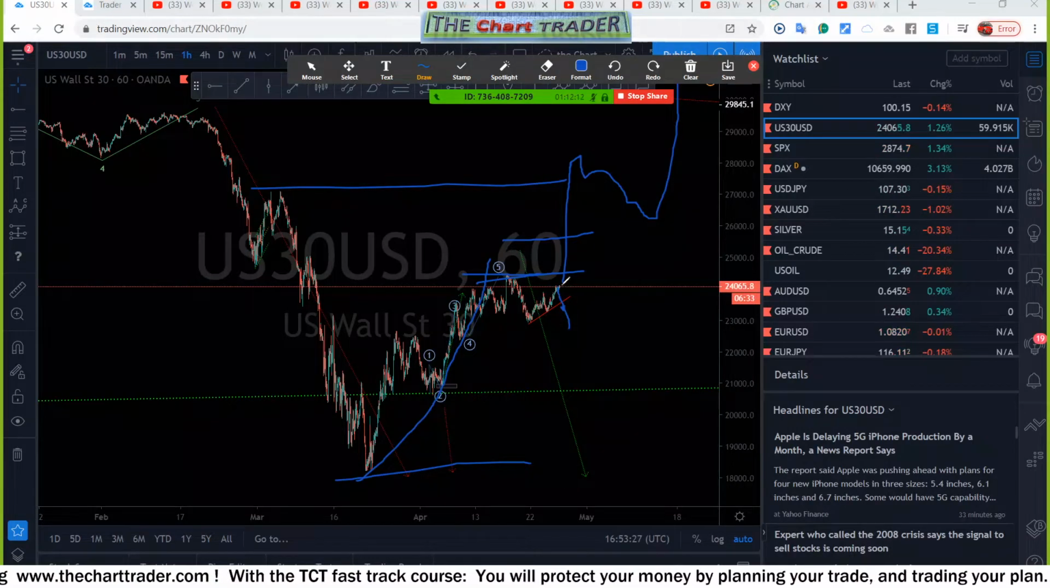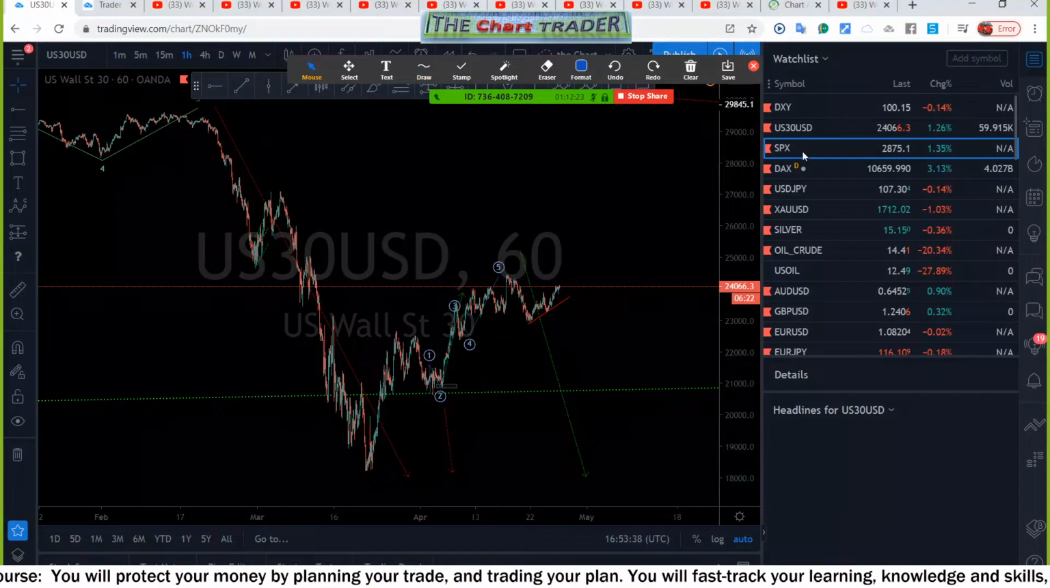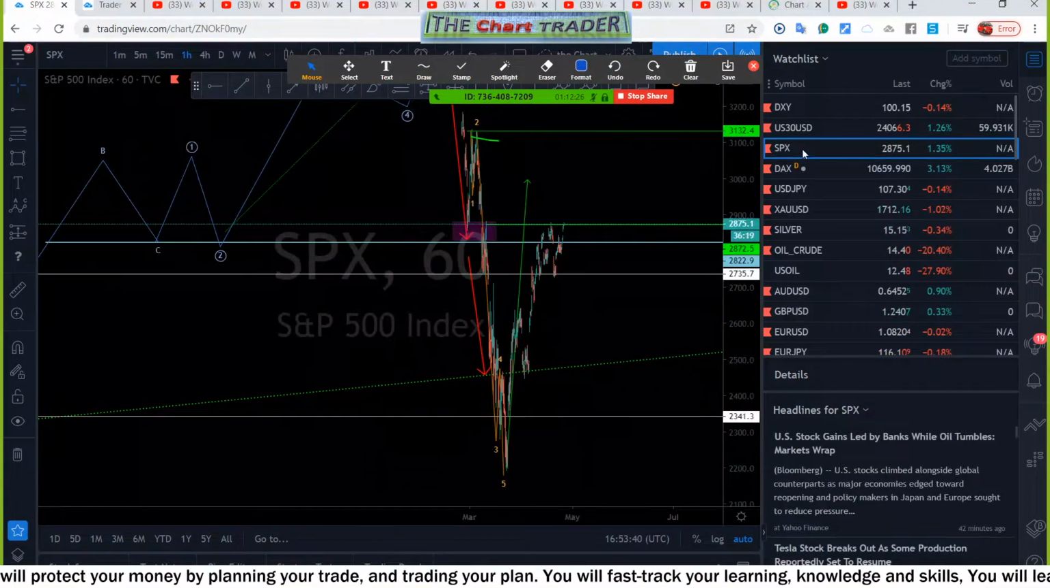So is that the drop? Because they changed for that one to come to the downside. Is that the beginning? Possible. If you see a sell setup, take it. Let's move on to the S&P 500.